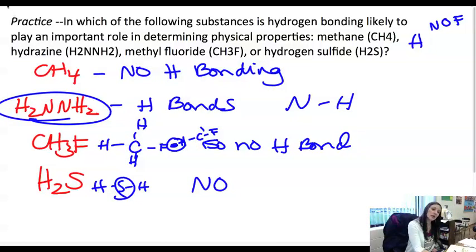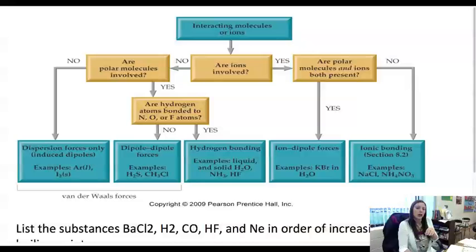Okay, so let's take everything in here, and you have this kind of flow chart. Interacting molecules or ions. You can have one of three things here. Are there ions involved? If there are ions involved, then you go to the right. Are polar molecules and ions present? If they aren't, you've got ionic bonding. If they are, you've got an ion-dipole. If you don't have ions, then do you have polar molecules? If you don't have polar, then you have dispersion. If you have polar, you're either going to have a dipole-dipole or hydrogen bond.